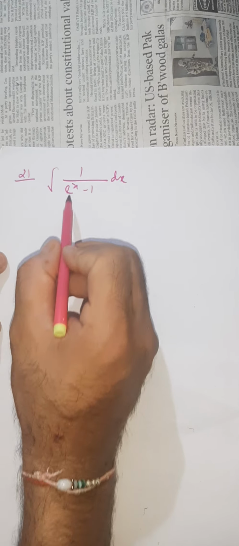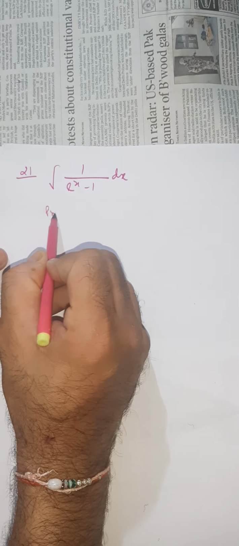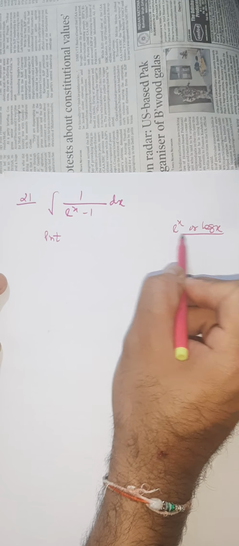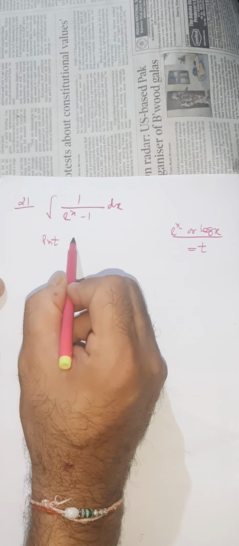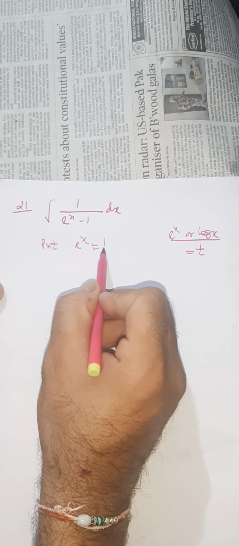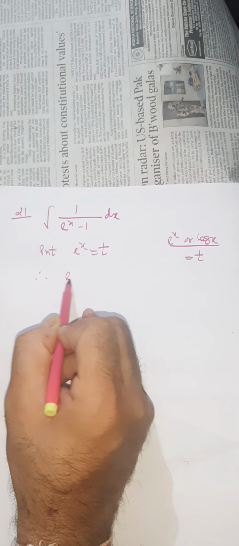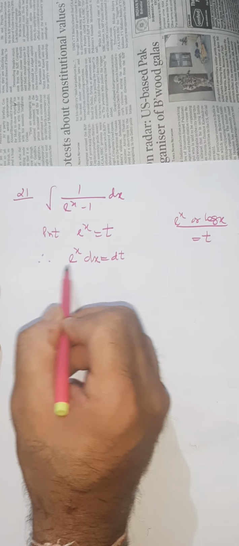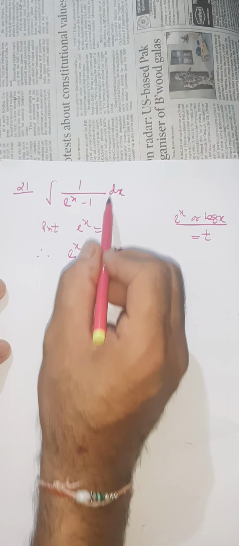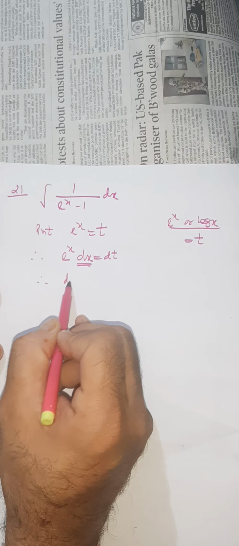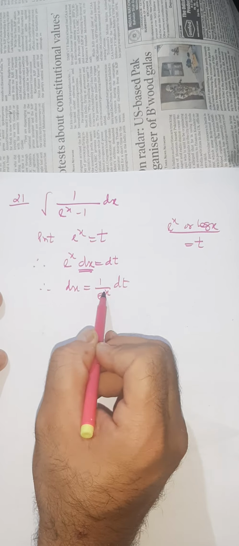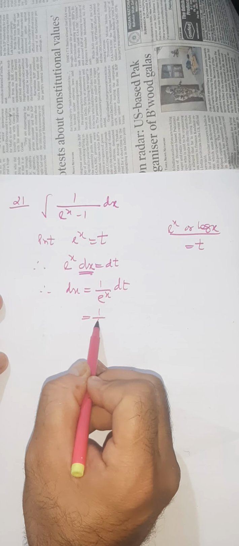If you remember, in one of the points to remember, I told you whenever you have exponential or log, take this equals to t substitution. So I'm putting e raised to x equals to t. Differentiation, e raised to x dt by dx. Dx will go that side. Now you want just dx. So what is dx here? 1 upon e raised to x dt. But what is e raised to x? That is t. So 1 upon t dt.